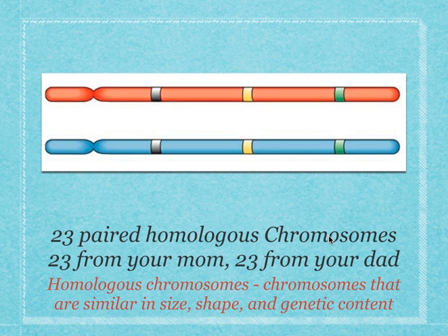So let's look at these. You get 23 paired homologous chromosomes. What the heck is homologous? Homologous chromosomes are chromosomes that contain similar genetic material. This means if we were to take this chromosome right up here, let's say this one's from your dad, and this bottom blue one, this one's from your mom, they're both going to have similar genetic material.